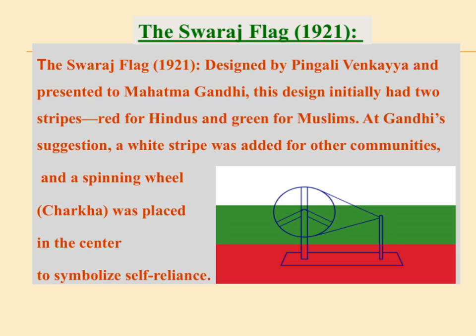In the center of the flag, there's a spinning wheel, known as the charkha. This symbol is powerful because it represents self-reliance, the idea that Indians should depend on their own skills and resources rather than foreign imports. This flag wasn't just a piece of cloth. It embodied the spirit of the independence movement and the values of unity, self-sufficiency, and patriotism that we continue to celebrate today. It connects directly to our overall theme of freedom and national identity.